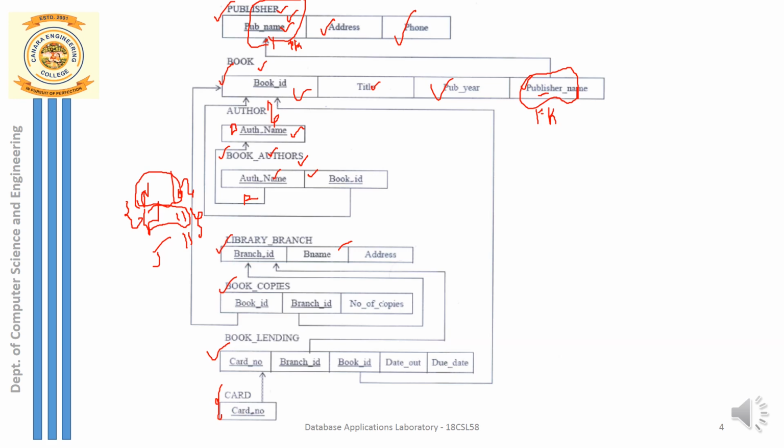Similarly, we have one more foreign key, that is book ID. So book ID we call a foreign key. Why? Because it is referencing the book ID, which is part of the base table book. So here book ID is anyway a primary key there, and our foreign key is book ID here in the book authors table. So both attributes are primary keys, and the combination of author name and book ID is the primary key. So both of them are underlined.